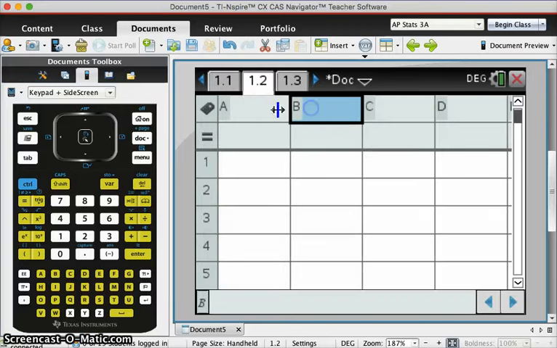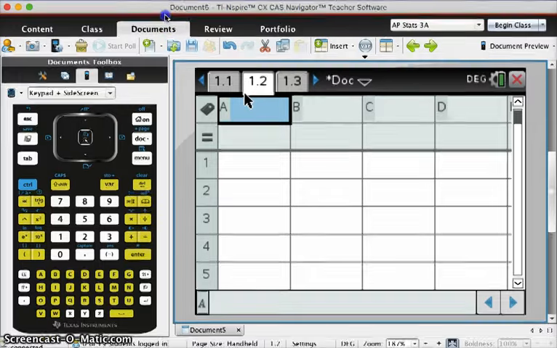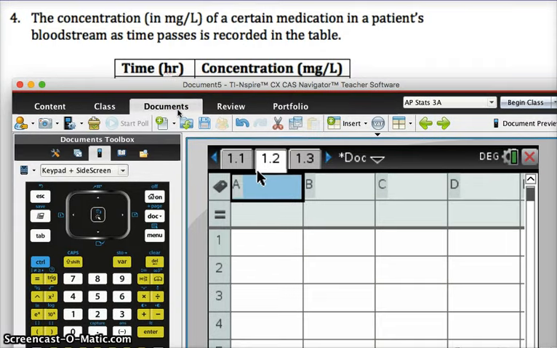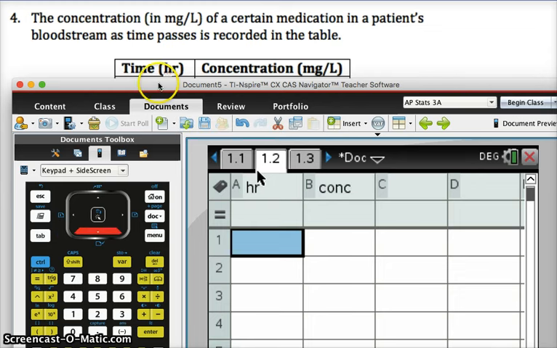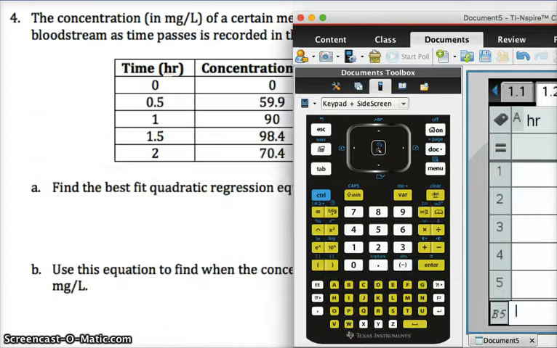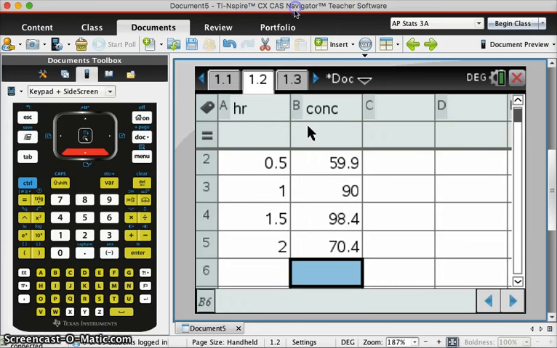You have to name these two columns in terms of something you're going to refer to later, like time. How about hours? And how about concentration? It really doesn't matter as long as you can remember later what they are. And then just enter all the data. Okay, 70.4. All right, I got it all. So you get it all in there in a list and spreadsheet page.